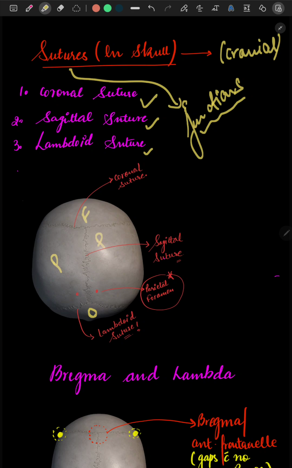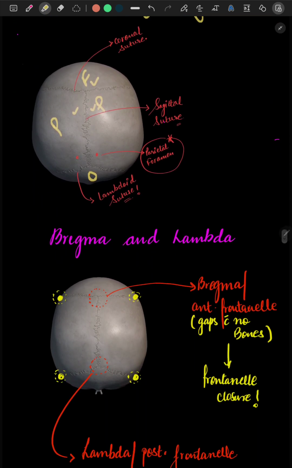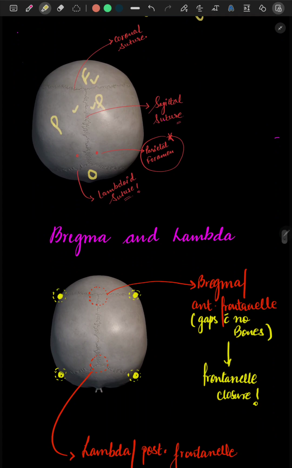The coronal suture is seen at the junction where the frontal bone fuses with the right and left parietal bones. This is your coronal suture. It is seen between the frontal bone and the parietal bones. Next, coming to the sagittal suture. This here is your sagittal suture. It is seen at the junction between the two parietal bones.